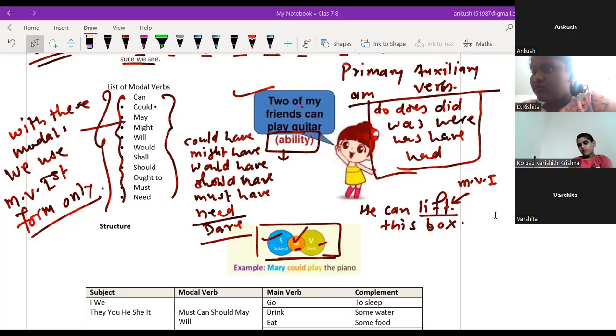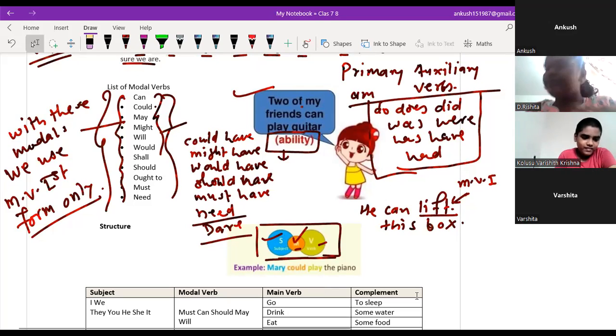So whenever you are using these models, these models are preceded by the first form of the main verb. Are you getting it, Varshit? Rishita? Yes, sir. Be attentive.